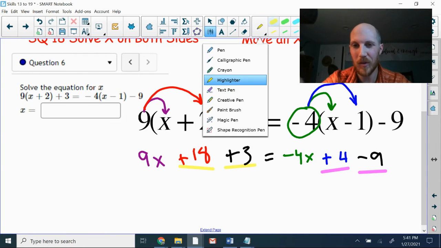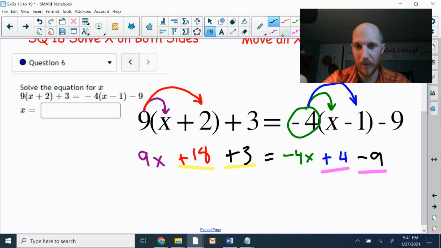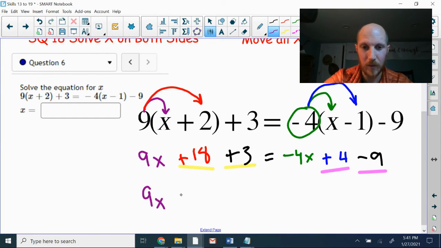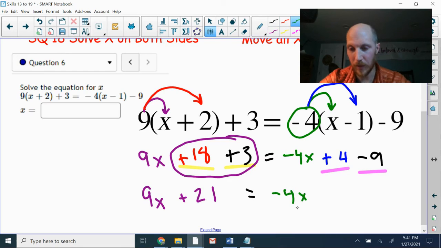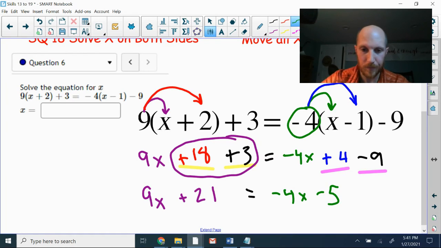I'm going to do basically 2 steps at the same time just to save myself some writing. So this 9x is going to come down, and then I will combine the positive 18 plus 3 to get positive 21 equals. And on the other side of the equal sign, that negative 4x just comes down. I'm not doing anything to it yet. And these two magenta highlighted terms, the positive 4 and the minus 9, I'm going to combine those two together. So that will, 4 minus 9 will give me negative 5.